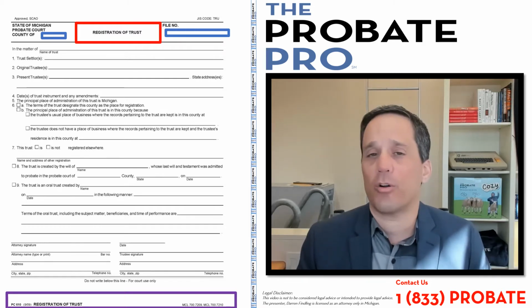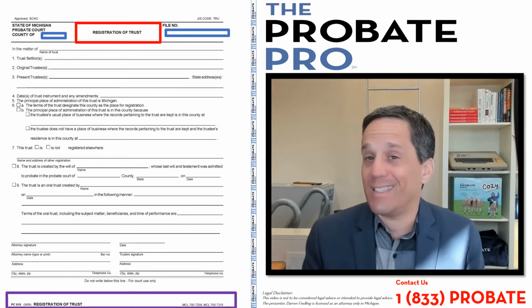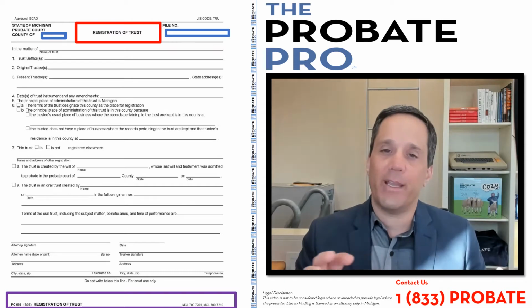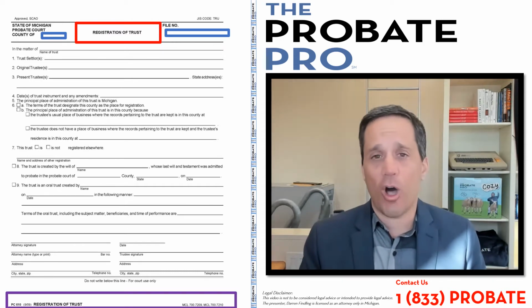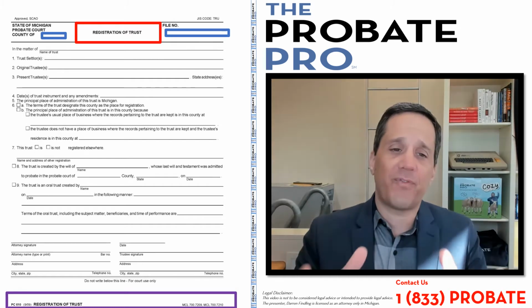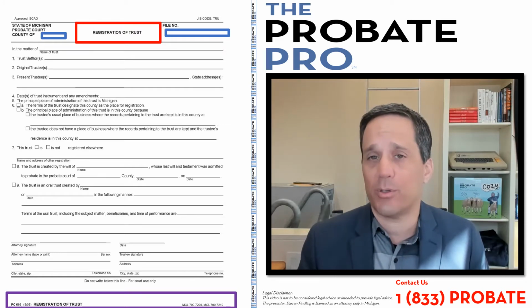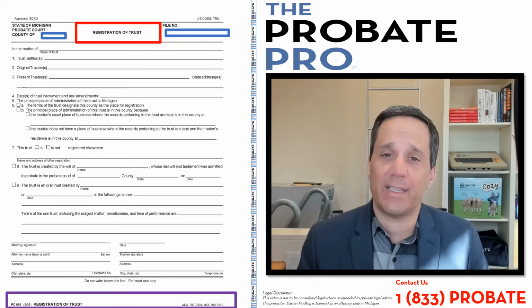The top right corner is the file number. Now, usually when you're filling out this form, there is no file number yet. So, for example, that information there where the blue rectangle is where it says file number is often left blank because when you file and register the trust and you pay the requisite filing fee, the court then assigns a case number to it, and that would be the first time that the file number would be reflected.